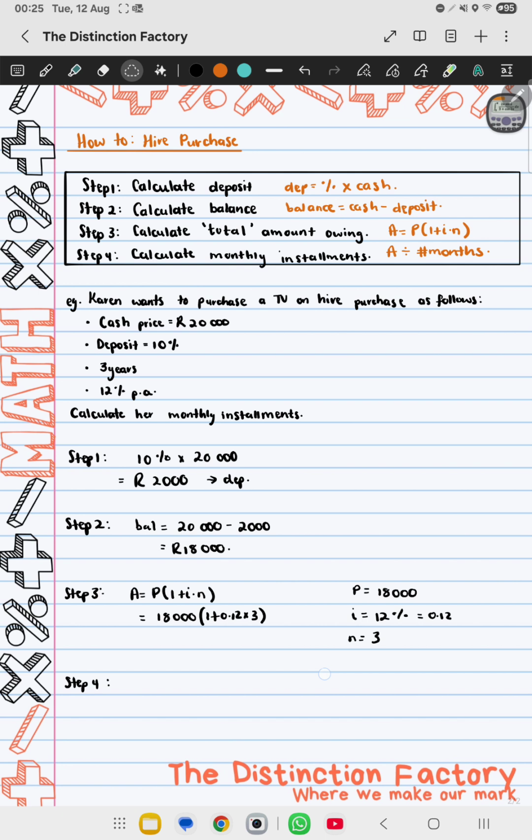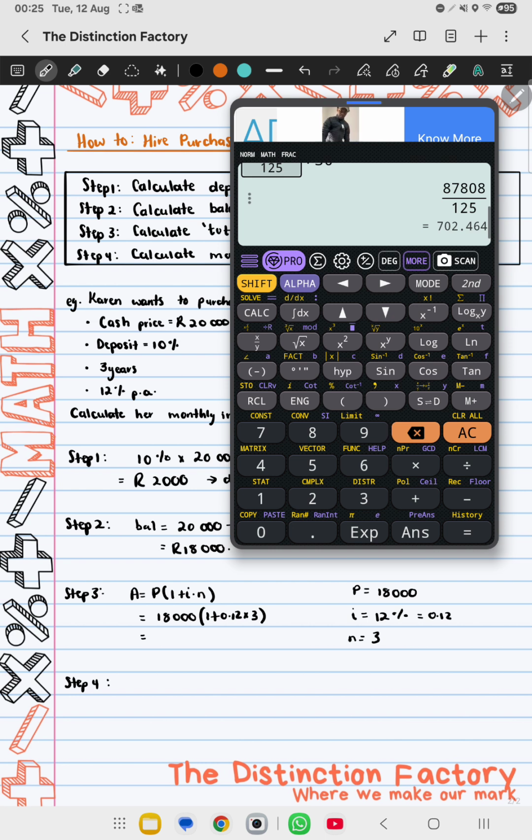There we go. That's the list of our givens. And this we can now put straight into our calculator. We've got 18,000 into 1 plus 0.12 times 3, giving us 24,480. All right, perfect. Now that we have that, we can go into step 4.